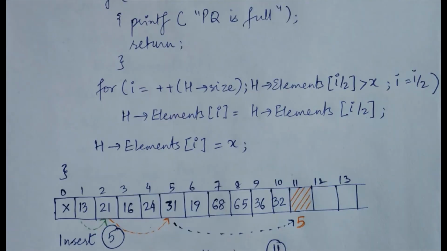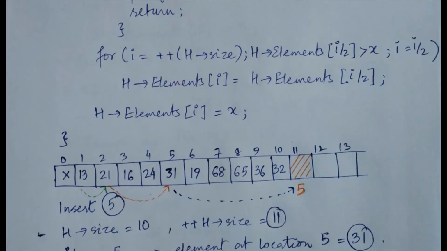Then let's say, what is the size at this time? How many elements are there? 4, 5, 6, 7, 8, 9, 10. There are 10 elements in the heap. The size is 10. Okay.